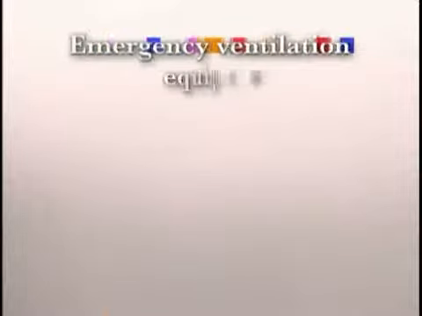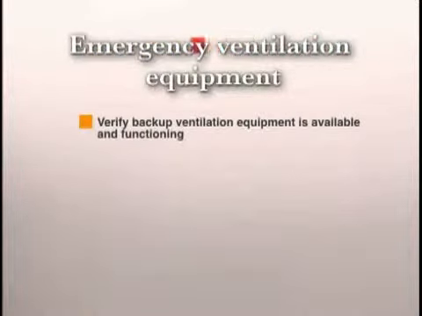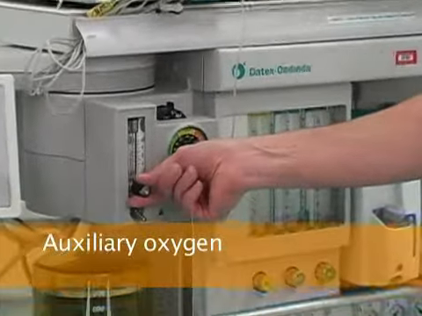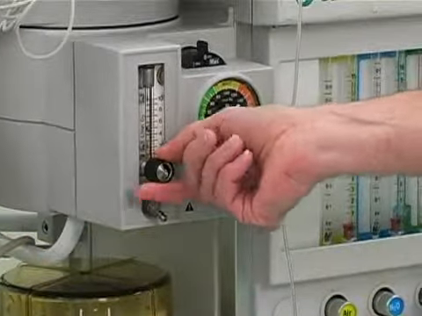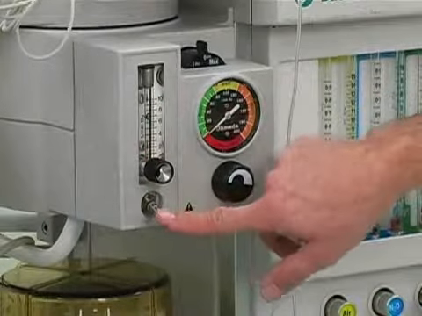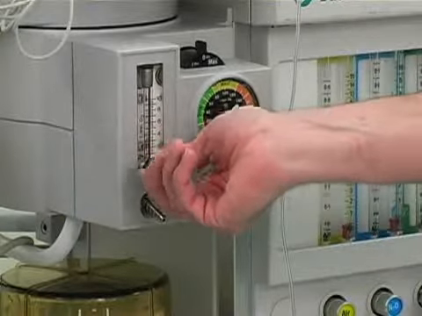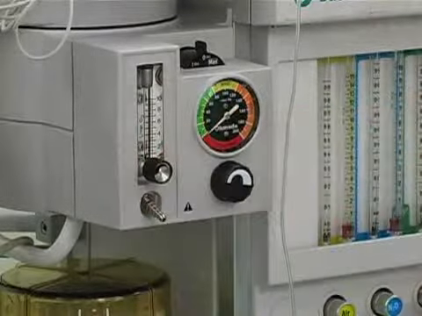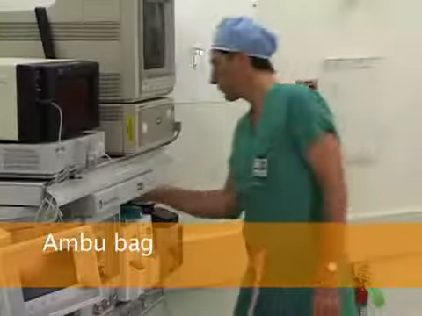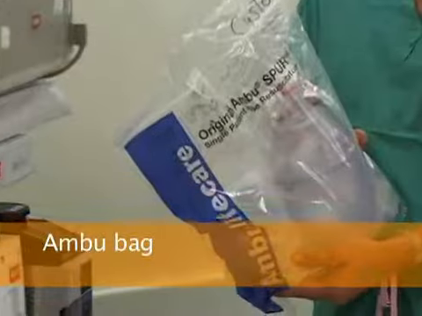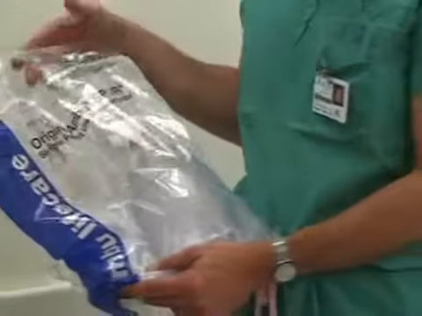To check the emergency ventilation equipment, you need to verify that backup ventilation equipment is available and functioning. To check the availability and function of the emergency oxygen supply, verify that oxygen is delivered when you open the auxiliary oxygen supply valve. In the Anesthesia machine, you will be able to deliver oxygen from the auxiliary oxygen supply as long as you have adequate oxygen pressure in the tank. Electric power is not necessary. Also verify that you have available a self-inflating ambu bag that can be hooked up to the auxiliary oxygen supply.